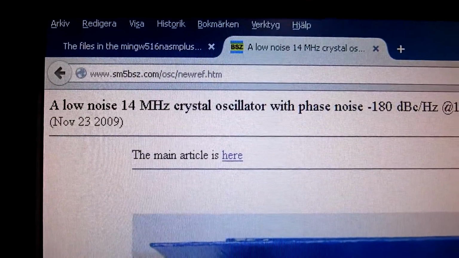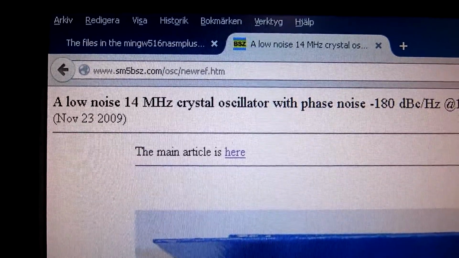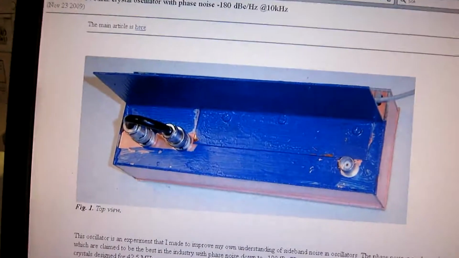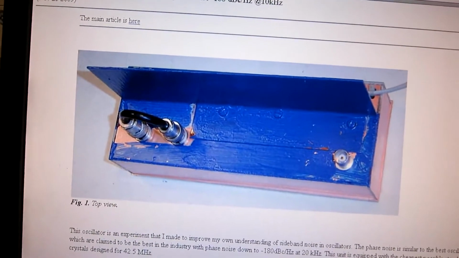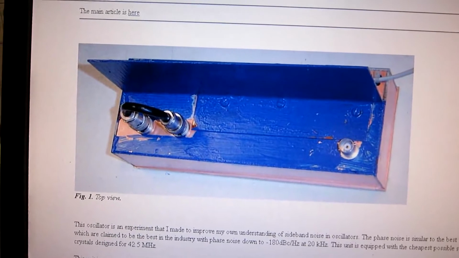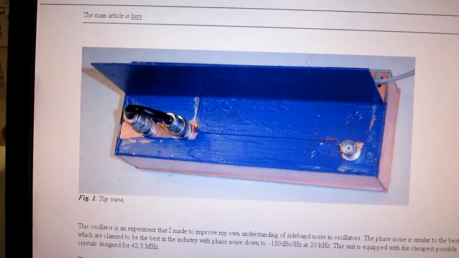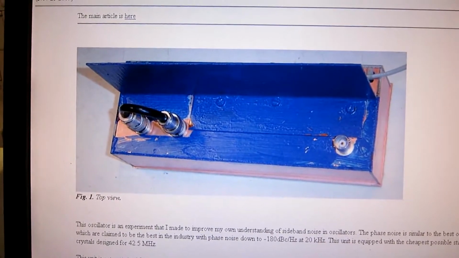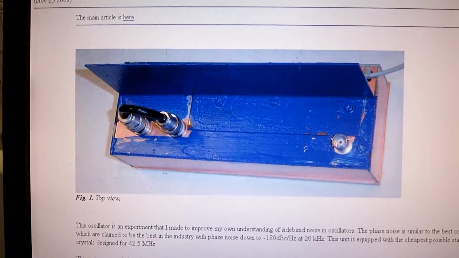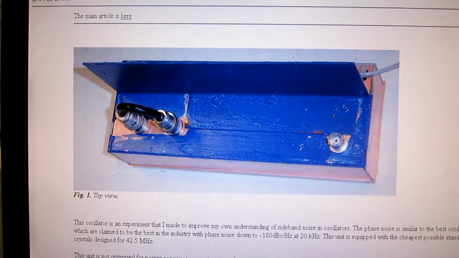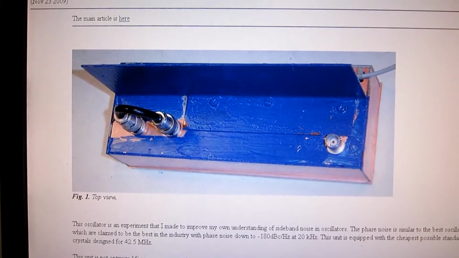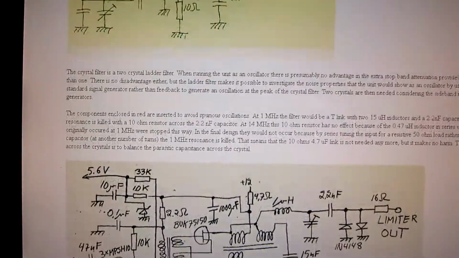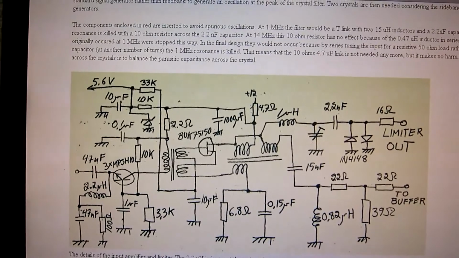This video is about a low noise oscillator that you can read about here on the internet. It's this unit. It is an amplifier with two outputs, and the cable you can see goes from one of the outputs to the input. Inside here is a narrow crystal filter, and you can read on this internet page about all the details. There is a schematic diagram and other stuff.